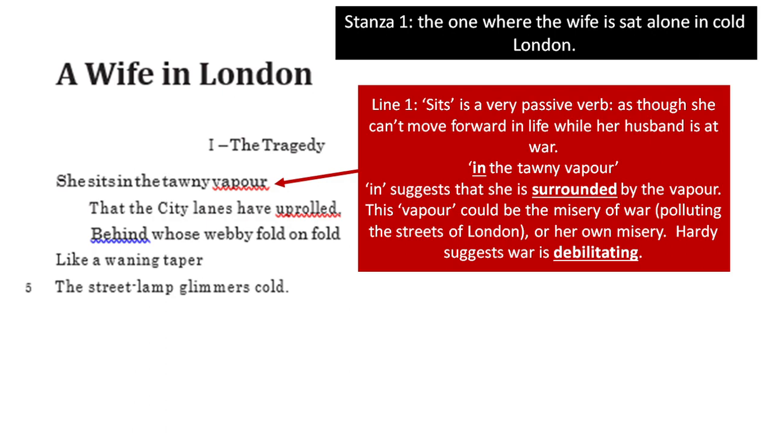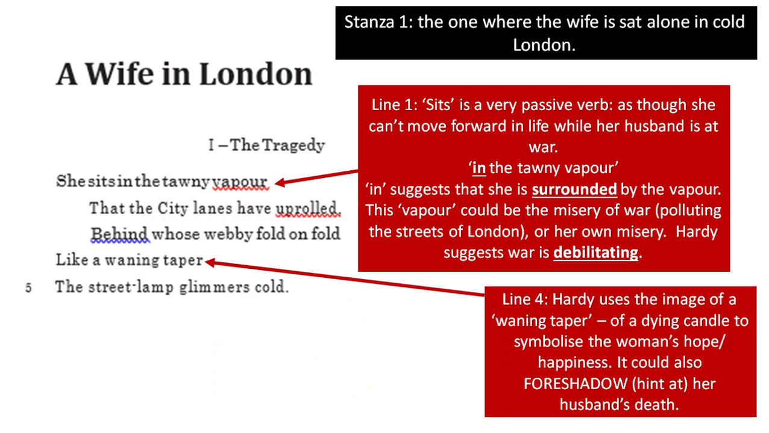Okay, that's line 1. Line 4 then, skipping to line 4, we've got a waning taper. Now if you remember, the image of a taper is a candle, and waning is the idea that it's dying out. The light is going to slowly stop and fade away, as candles do when they get to the end of their life.